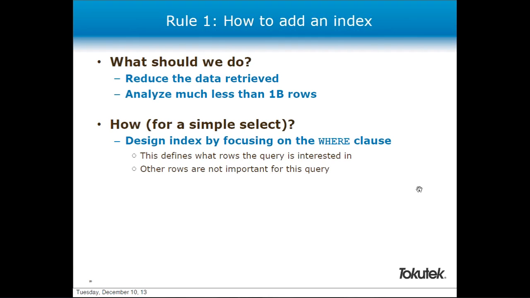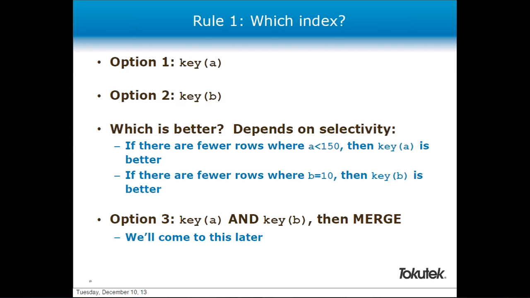So how do you go about doing this for a simple select? The way you do it is you design your index by focusing on the where clause. It's the where clause that's defining what rows of the query you're interested in. Anything that's not matching the where clause is not important for the query. If you have to process it, you're just going to chuck it anyway. So look at the where clause to try to get that index. And the where clause in this query is where B is equal to 10 and A is less than 150. All right, so let's dig into what we would do. So what index can we use here for this where clause? Well, we have some simple options available to us.